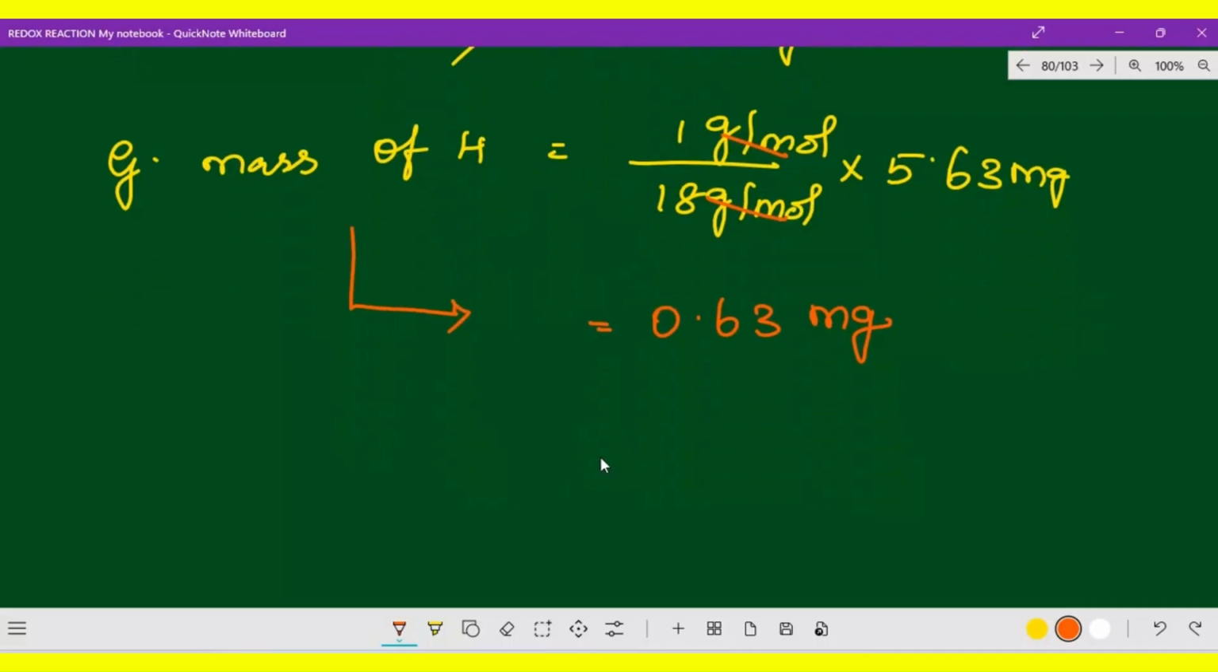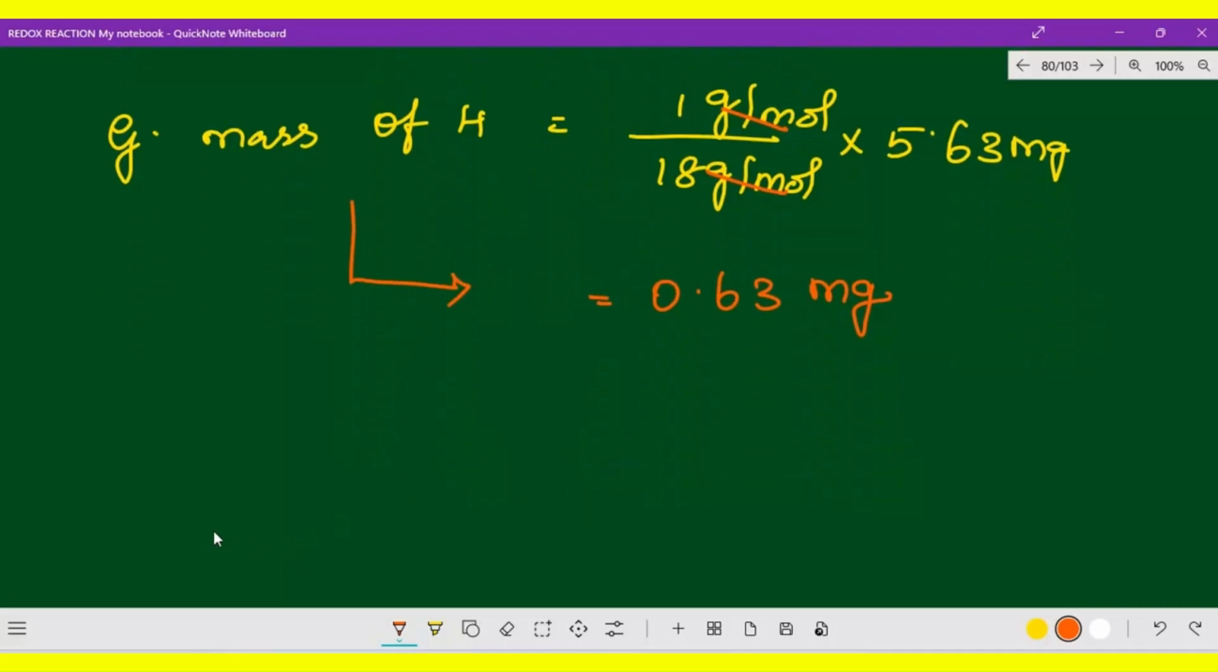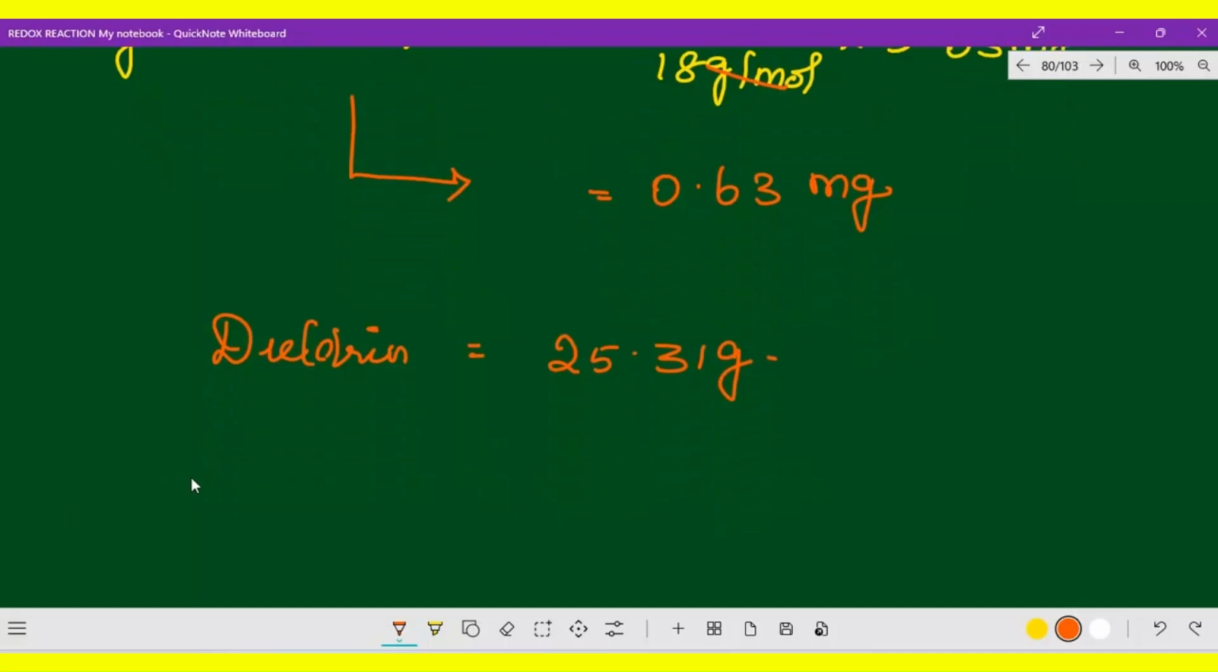Now chlorine we have to identify. Chlorine is from another separate analysis. The sample of dieldrin is 25.31 milligram, right? In that, AgCl has converted, 57.13 milligram. So for the given mass of chlorine, how to deal with that?